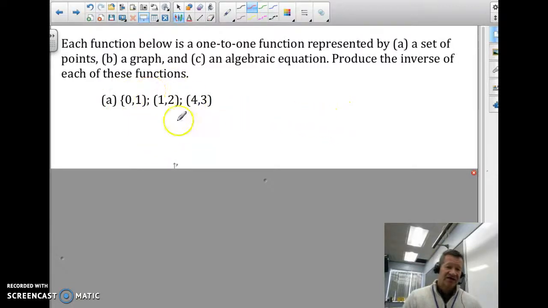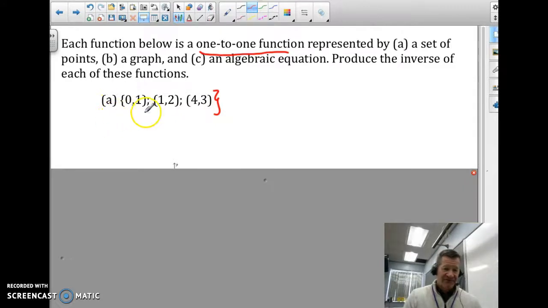So once again, I have a discrete number of points here. I did forget to close my bracket. Oh well. And is this one-to-one? Yes, it definitely is, because none of the x's repeat, nor do the y's repeat. And they already told us it was, so we didn't really have to do that. But now, find the inverse in part A.